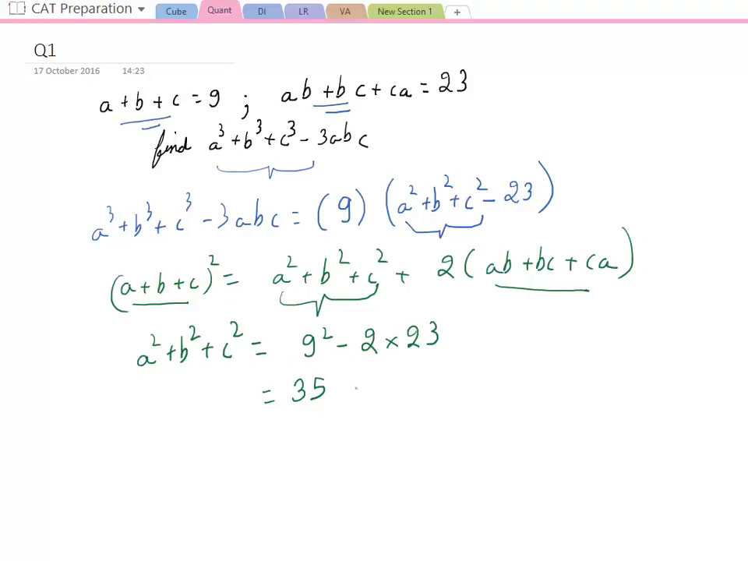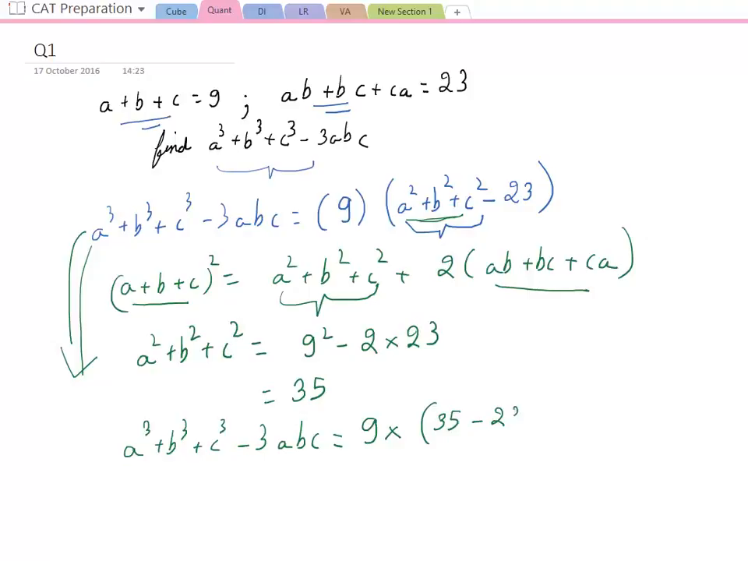and that you'll get as 35. Now you can substitute 35 in this expression over here for a square plus b square plus c square. So I'll just continue writing this one over here. We get a cube plus b cube plus c cube minus 3abc is equal to 9 into 35 minus 23, which is equal to 9 into 12, 108.